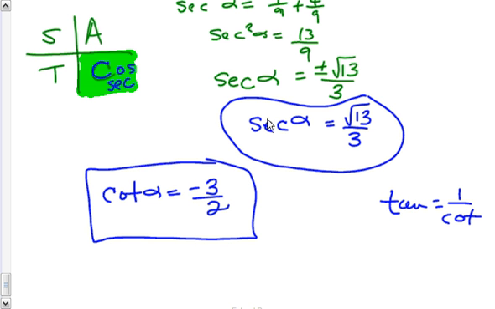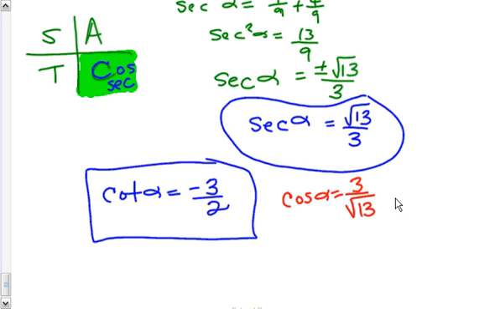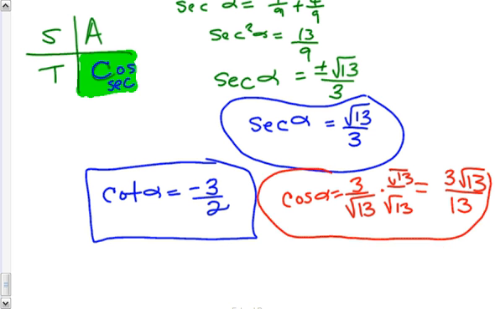We can do the same thing with secant. What is secant the reciprocal of? Cosine. So I can flip it upside down and get 3 over the square root of 13. Can I leave it like that? No, I have to rationalize: 3 square root of 13 over 13. Is it positive or negative? Why? So now there's cosine.